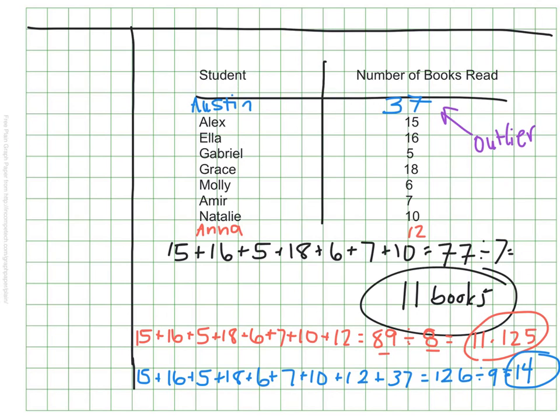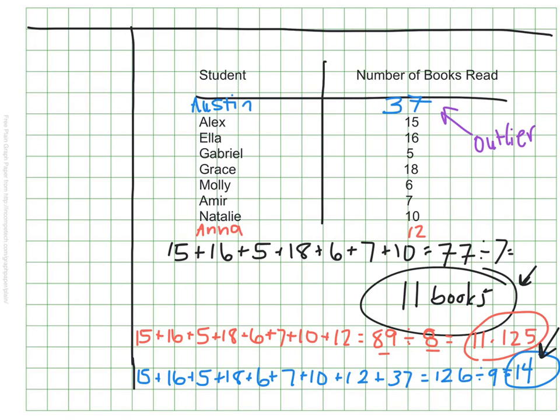What happened to the mean? It went up significantly. Austin was an outlier, and his answer was so much larger that it pulled the mean, the average, up from 11 all the way up to 14.